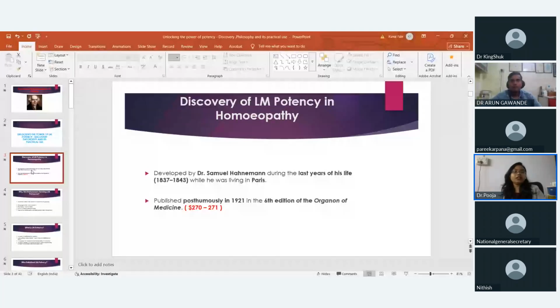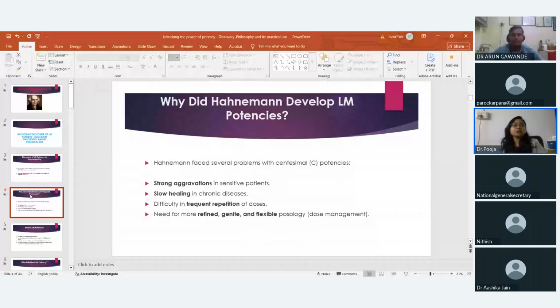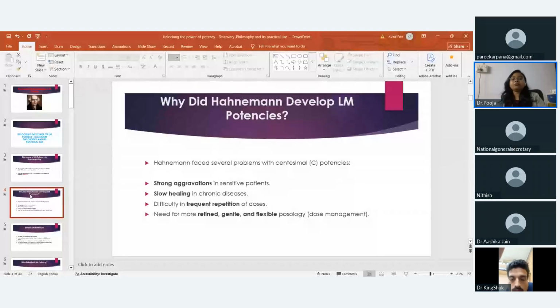So why did Hahnemann develop these LM potencies? There is some philosophy, because Hahnemann was not satisfied with the C potency because of strong aggravation in sensitive patients and so slow healing in chronic diseases, and difficulty in frequent repetition. That's why Hahnemann invented a new potency called LM potency, which is gentle, refined, and flexible, especially in dose management. Now let's see what LM potency is.